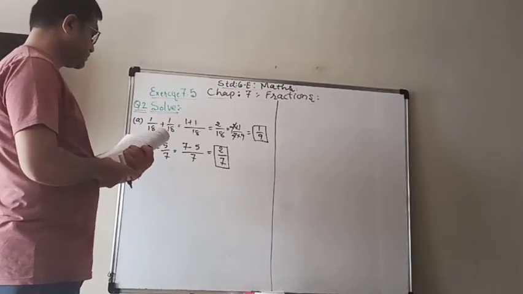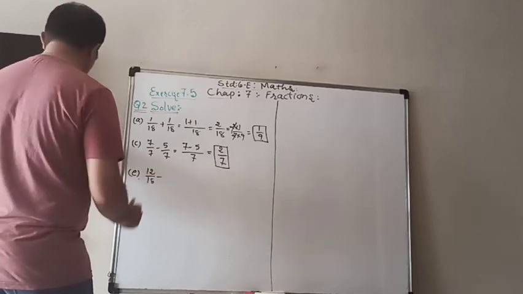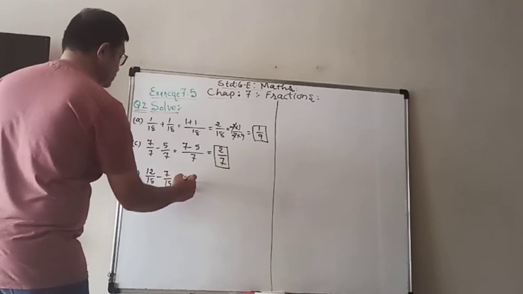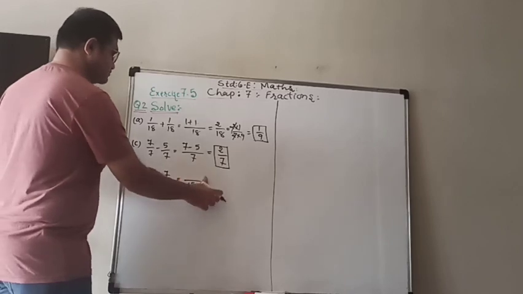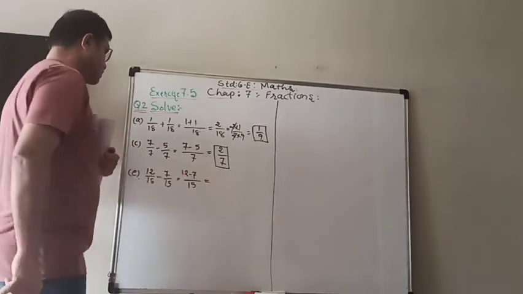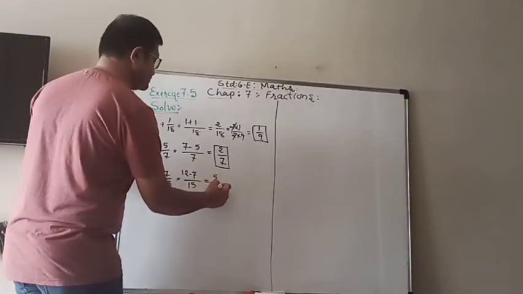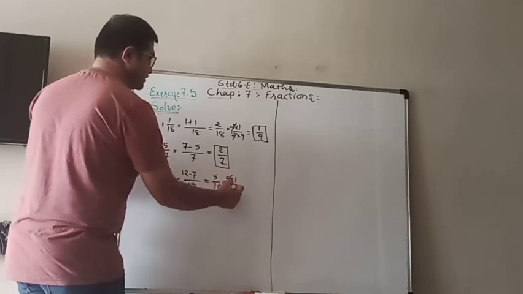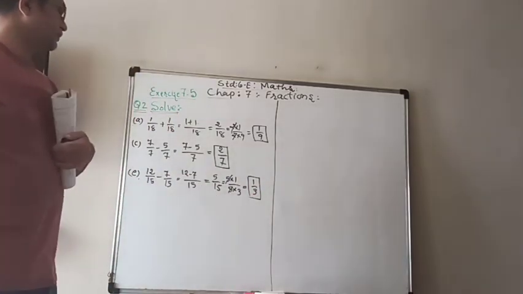E. In E it is 12 upon 15 minus 7 upon 15. So obviously the common denominator is 15 and then 12 minus 7. What is 12 minus 7? It is 5. So 5 upon 15. But you can simplify. 5 ones are 5, 5 threes are 15. So your answer is 1 upon 3.